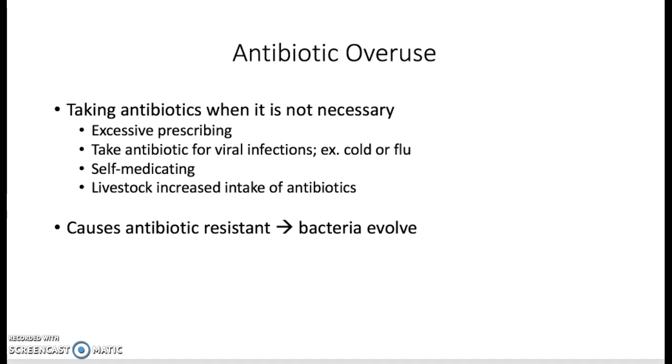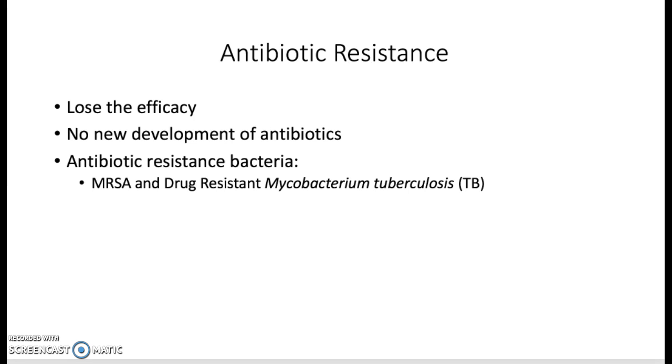Some examples of this are excessive prescribing by doctors when there is an infection but they're not really sure if it's bacterial or viral, taking antibiotics for viral infections such as a cold or the flu, self-medicating, and increased intake of antibiotics in livestock. The overuse of antibiotics has created bacteria that have evolved in ways that their genetic material can resist antibiotics. So the overuse of antibiotics has led to antibiotic resistance.